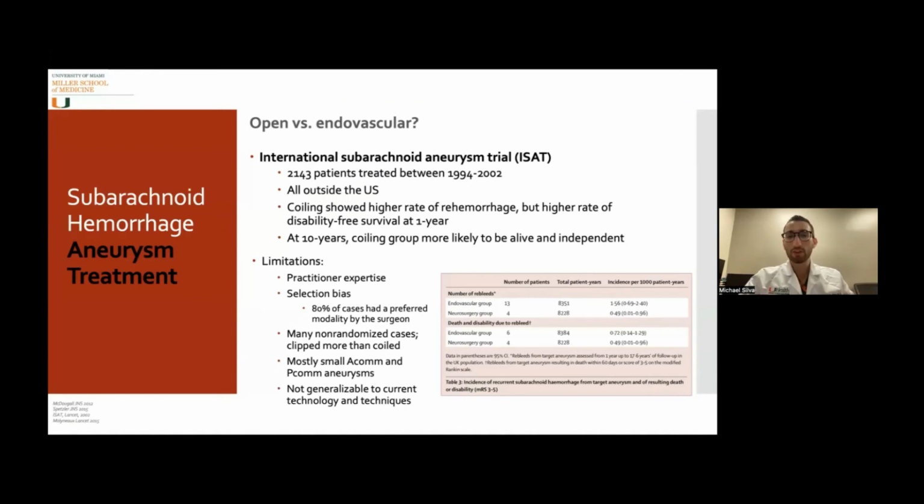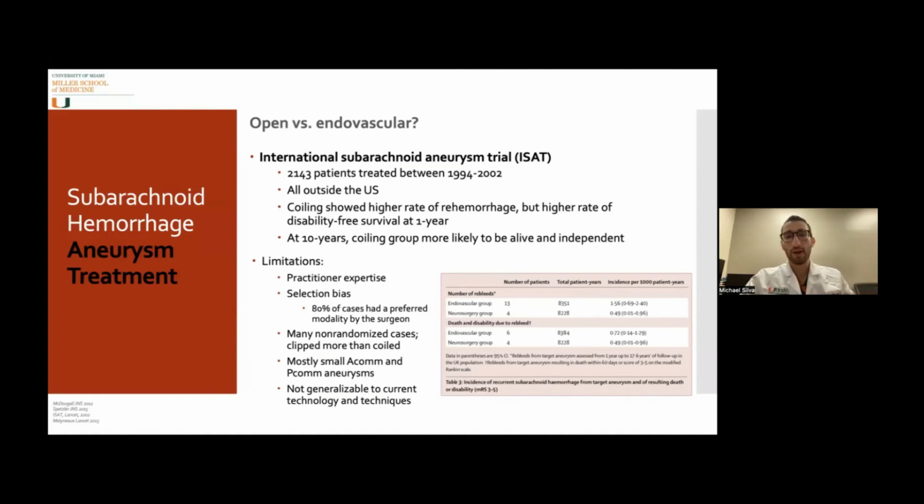So over 2,000 patients were included in the trial, and this was almost all outside of the US. Their findings, if you just look at face value, coiling had a higher rate of rehemorrhage, but a higher rate of disability-free survival at 1 year. So clinically, these patients in their study did better than patients who underwent clipping. At 10 years, the coiling group was also more likely to be alive and independent. However, significant limitations to this study.